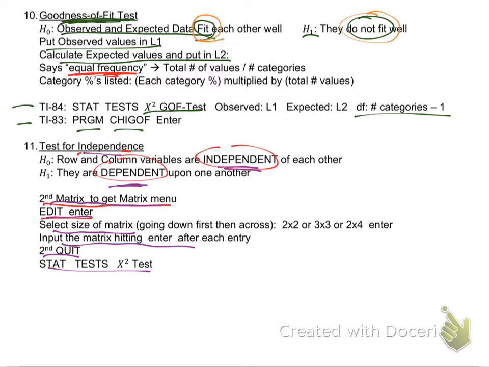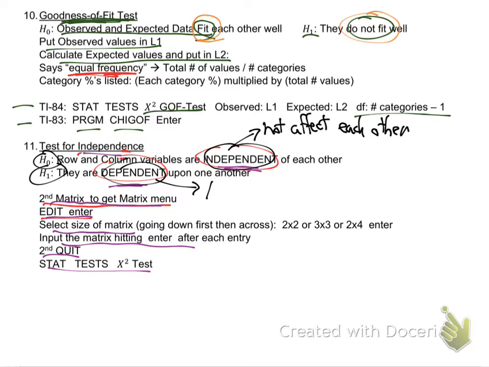Exam 4 notes, test for independence. H0 is that they're independent. H1 is they're dependent. Again, it might help you to add to the word independent. That means they do not affect each other, right? If two things are independent, they don't affect each other.